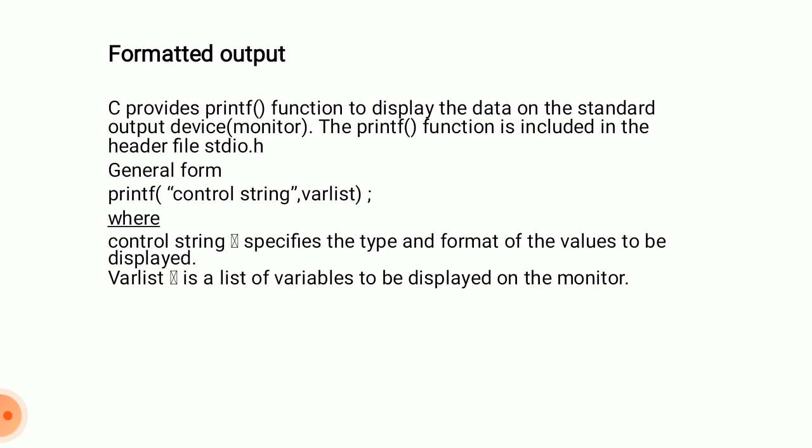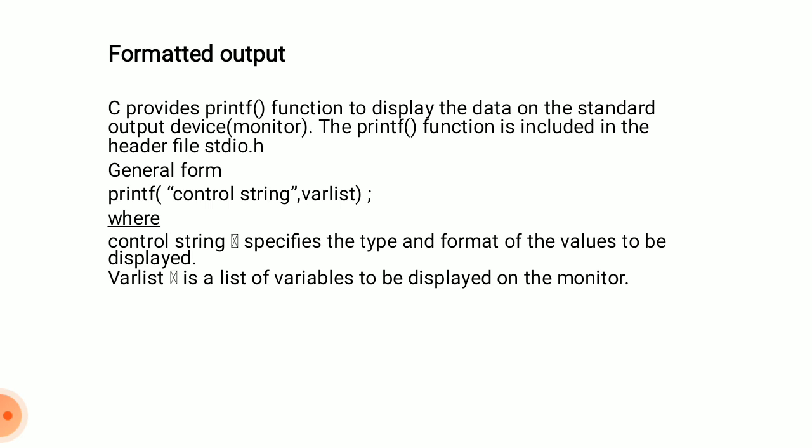Standard output device means through the monitor we can display the data or the output in the form of a result. The printf function is included in the header file called stdio.h. The general form of the formatted output function is printf, within the parentheses and within the double quotation marks a control string, comma, variable list. It is similar to scanf, the only thing is that instead of an address list you have to take a variable list. The control string is nothing but the type and format of the values to be displayed, meaning in which format you are going to display the result.